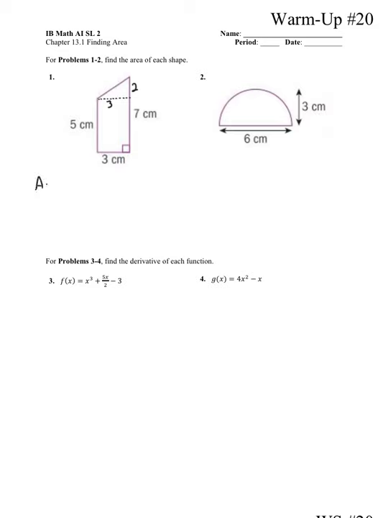Because I know the area of a rectangle is base times height. The area of a triangle is going to be 1/2 base times height. So that could be one way to approach this. The rectangle would be 3 times 5.